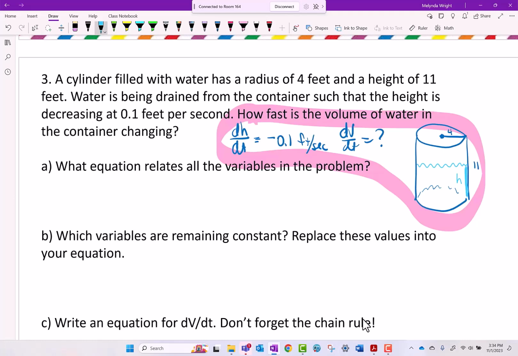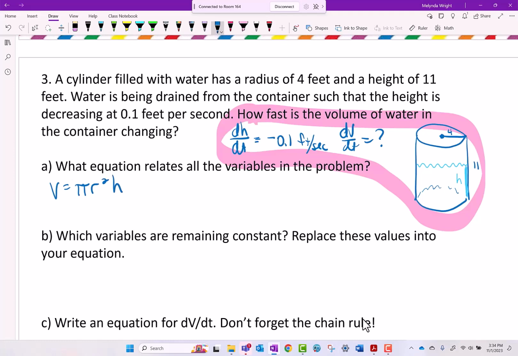Okay, let's look at what we've got so far. We need height. It's talking about height, and this gives us a rate for height, and it wants the rate for volume. So we need some kind of volume formula that will relate all that stuff together and that has h in it. You with me? So we need a volume formula for a cylinder. Hopefully we remember that from our previous math classes: V equals pi r squared h.